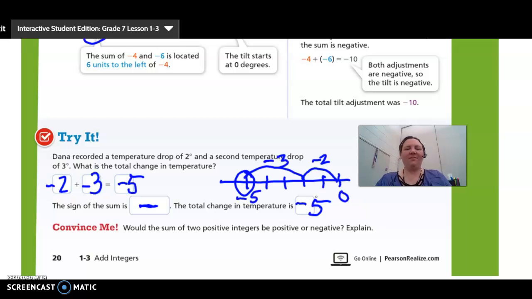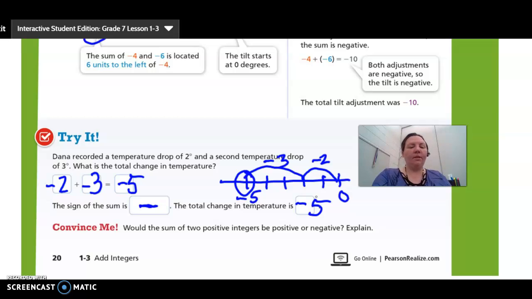Welcome back, everyone. Here you can see that I've worked through this problem. I've written down and translated the words. A drop represents negative, so I dropped 2 and then I dropped another 3. My sign at the end is going to be negative. And you can see here I also sketched it out on a quick number line so that you can see visually how we end up further to the left.